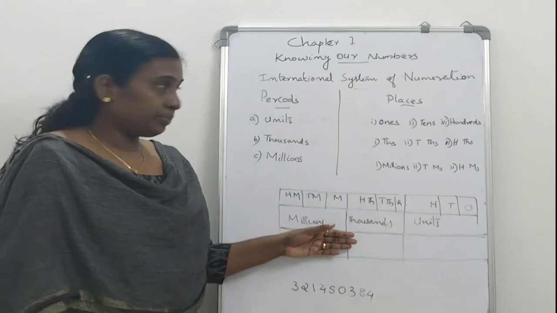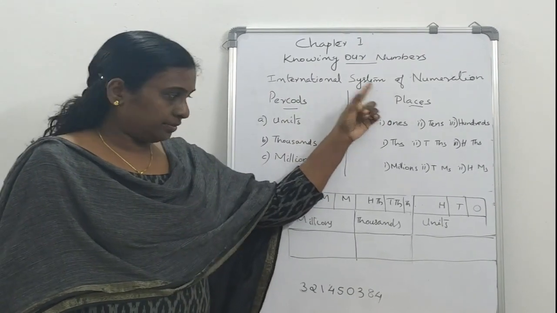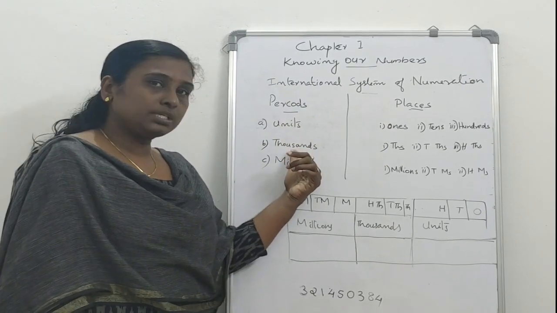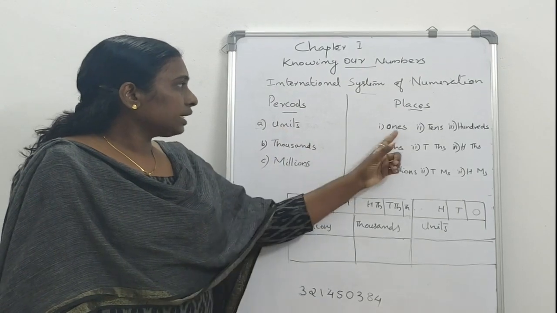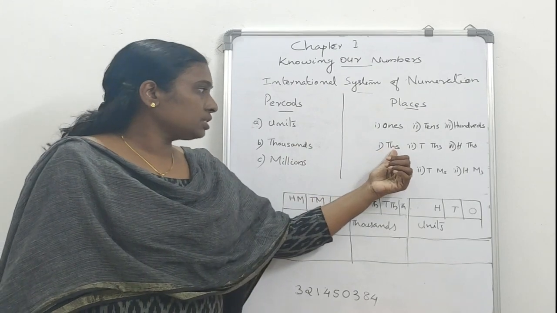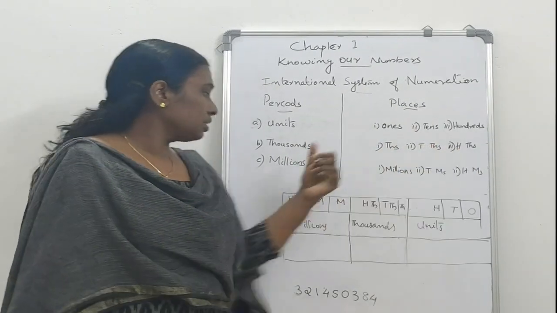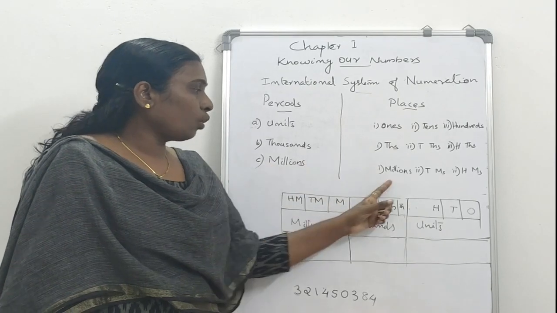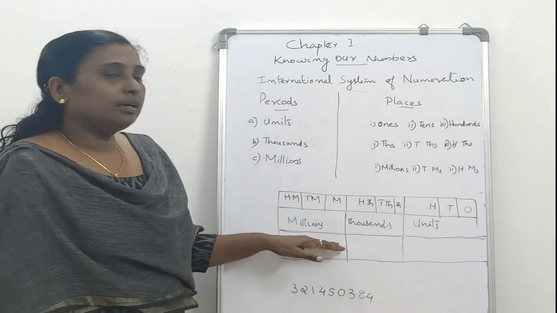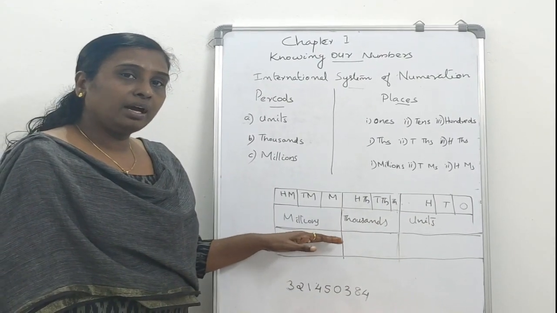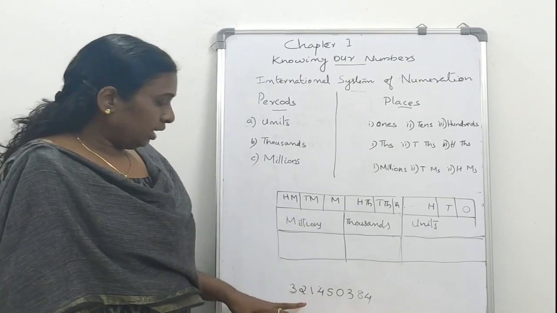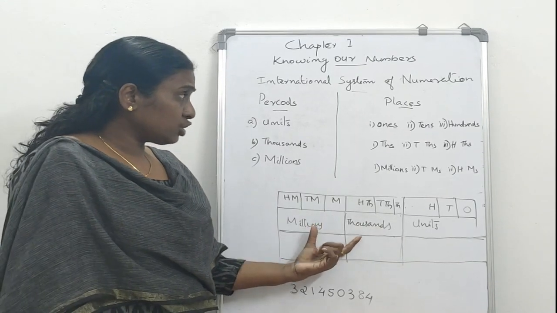See, this chart represents the International System of Numeration. In this system, there are three periods: units, thousands and millions. Units consists of ones, tens, hundreds. The thousands period consists of thousands, 10,000s, and 100,000s. The millions period consists of millions, 10 millions and 100 millions. Here, the digits in each period are read as the number followed by the period name. See, each period consists of three places.